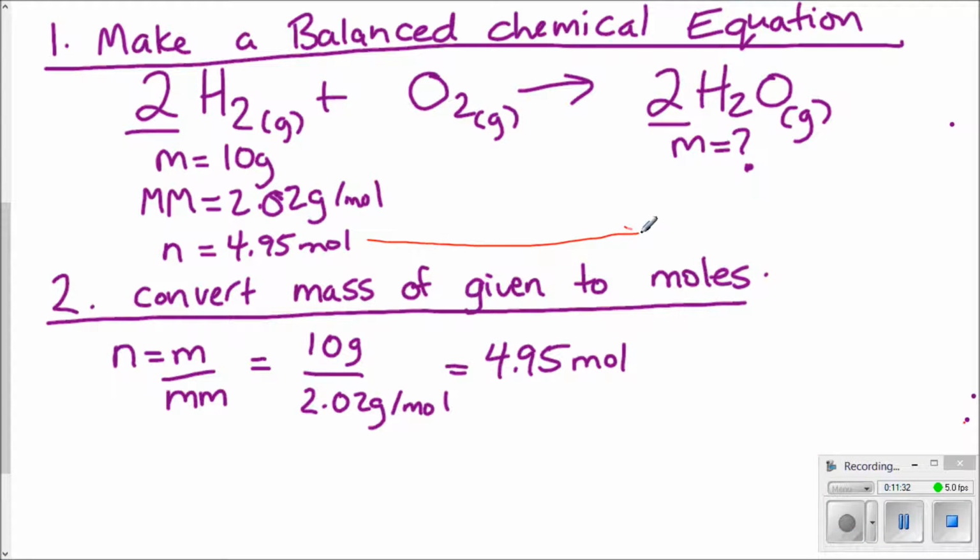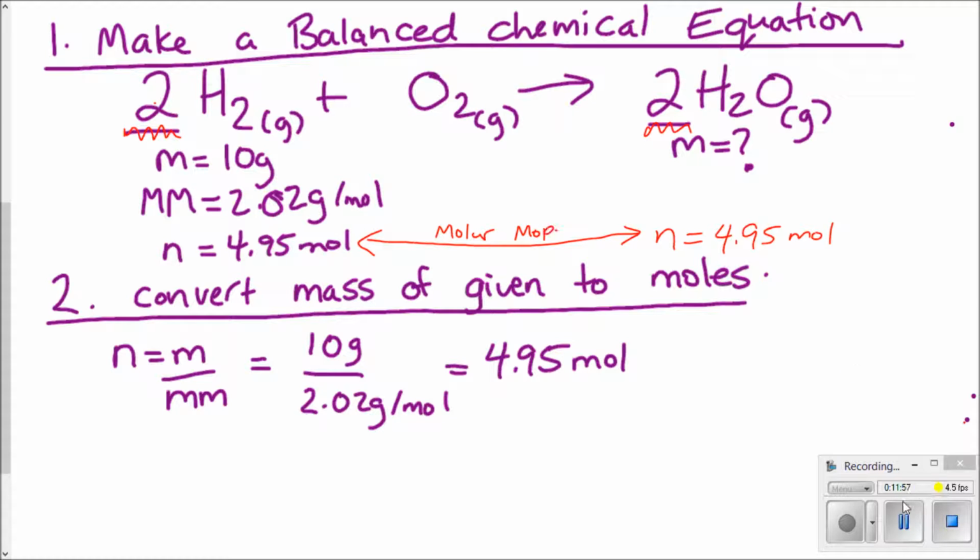This is where we do the molar hop. And when we take a look at the coefficients, 2:2, that's also 1:1. So for every 2 H2s, I have 2 H2Os. So if I have 4.95 moles here, I should have the same amount here. So this step is called the molar hop. I will show you exactly how to find that now.